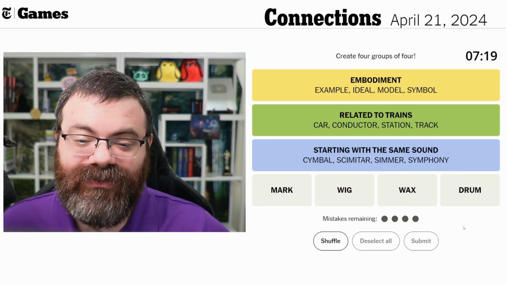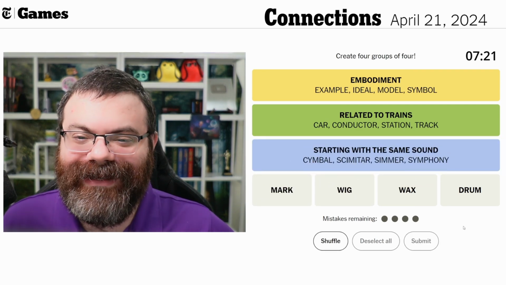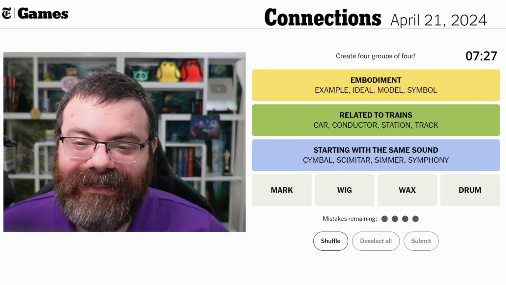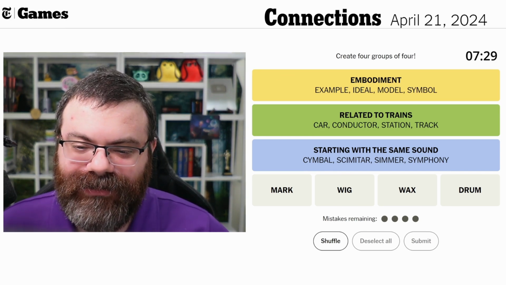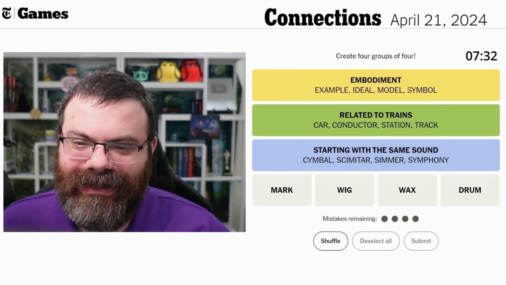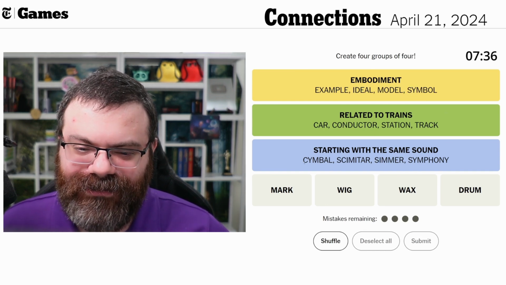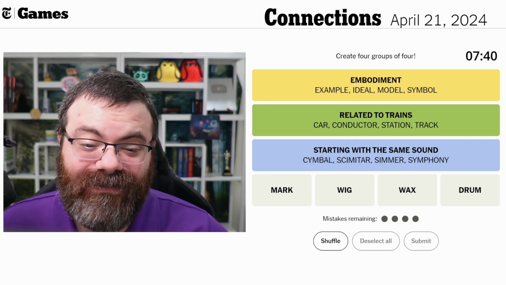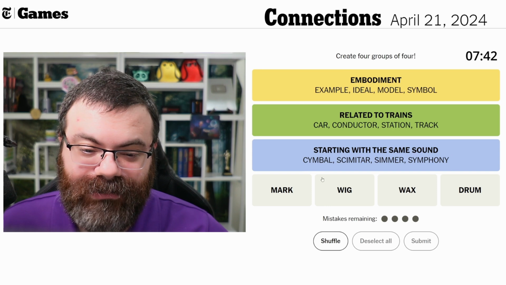Starting with the same sound. Wow. Okay, Connections is really pulling out all the stops on this one. Didn't I say that? And then I somehow missed that simmer also had that same sound start. And so symbol, you had to realize symbol went with the embodiment category before you could even get the same sound category. Wow. Even if that was something you thought of. That wasn't even the purple, that was the blue.